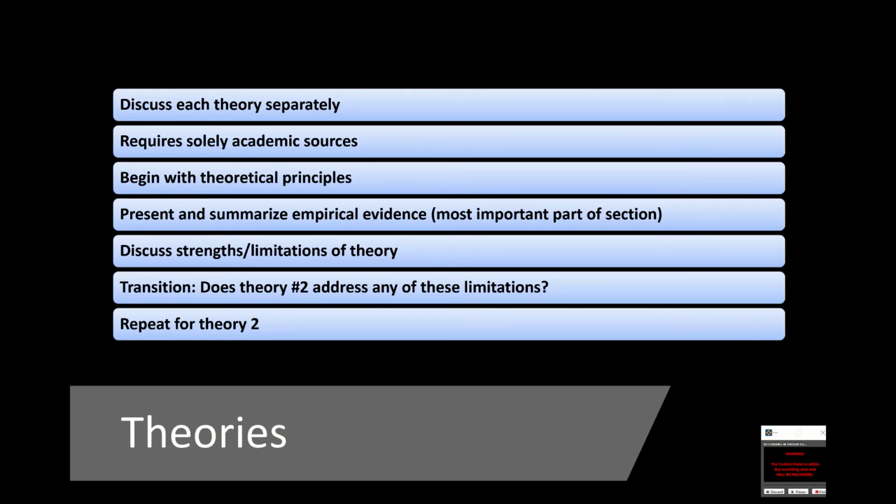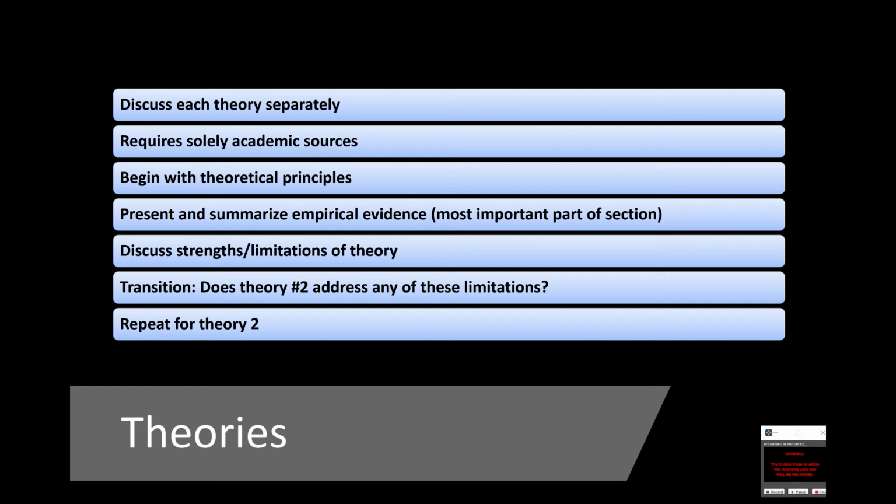So in your theory subsection, I recommend discussing each theory separately. So you can have a subheading for theory 1, another subheading for theory 2. You need to focus solely on academic sources when describing theoretical principles. And then the presentation and summarization of the empirical evidence is the most important part of this theory section. You'll discuss the strengths and limitations of the theory.